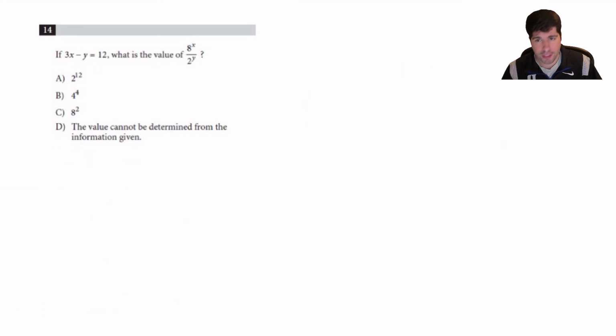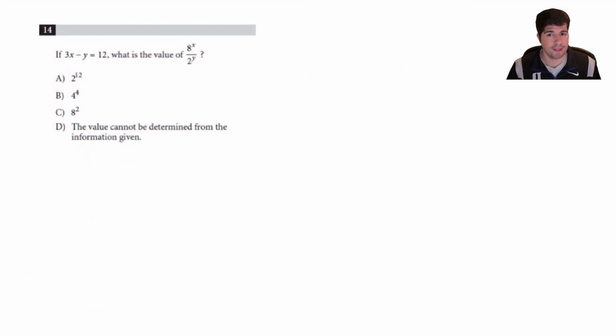Okay, so for this next problem, we are given that 3x minus y is equal to 12, and then we're asked, what is the value of 8 to the x divided by 2 to the y? So it seems like they give us something and then they're asking us something that is completely unrelated to the thing that they originally gave us, right? So they throw out some nice bait here saying the value cannot be determined from the information given. So it can be determined, right?